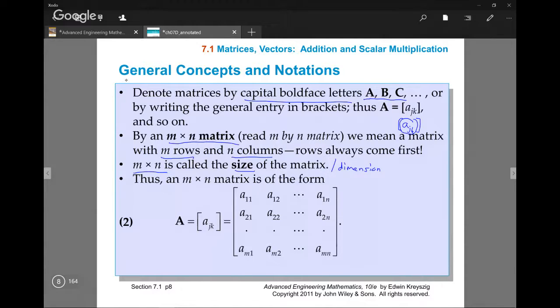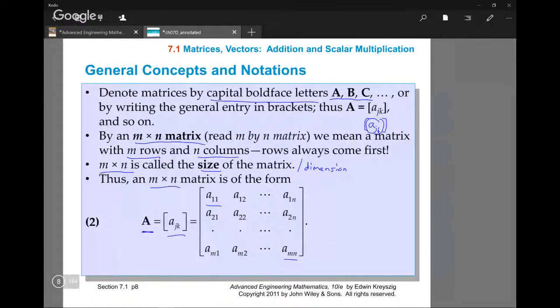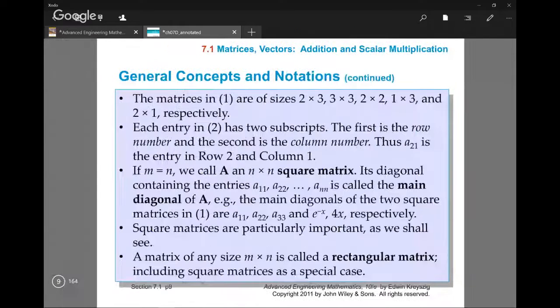So a matrix capital A, I can write it like this. It basically looks like A11 up till AMN. And so this is the row number, this is the column number.